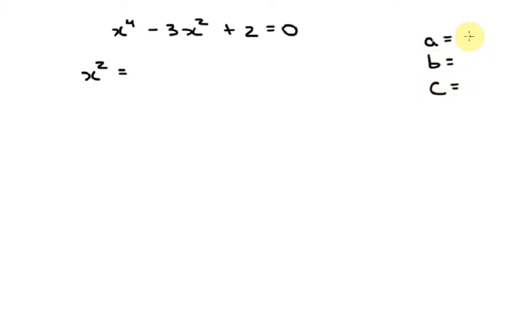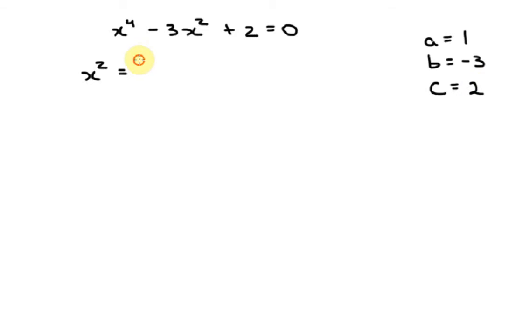So we'll just clear the screen here. Let's say I was going to solve something that looks like this: x to the fourth minus 3x squared plus 2 equals 0. Yes, that has a quadratic looking structure, but we are going to figure out x squared. I better identify a, b, and c before I get ahead of myself. So a is 1, b is negative 3, c is positive 2.